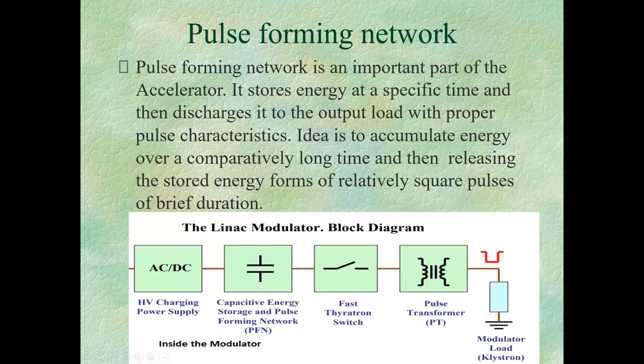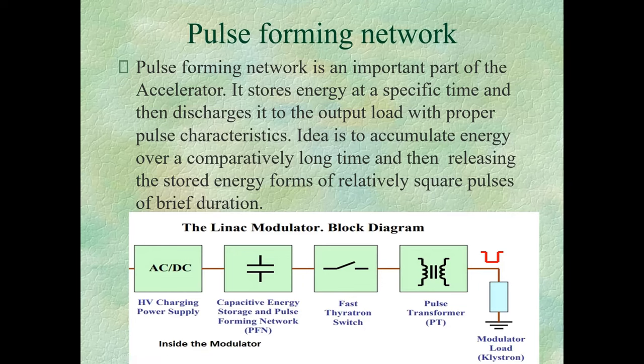The pulse forming network is an important part of the accelerator. It stores energy at a specific time and then discharges it to the output load. So there is a very high power capacitor that has a lot of charge in it all the time. And you may have heard from the engineers that, especially for physicists, if you are working on the accelerator and if you have to do something in the back part, don't touch the capacitor part of the accelerator because it can give a huge shock at any time. So the idea of storing the charge is to accumulate energy over a comparatively long time and then release the stored energy for relatively square pulses of brief duration.